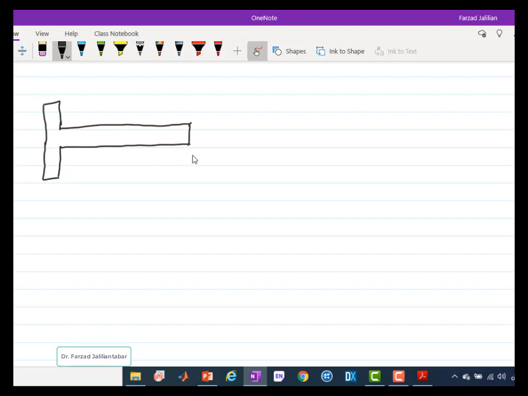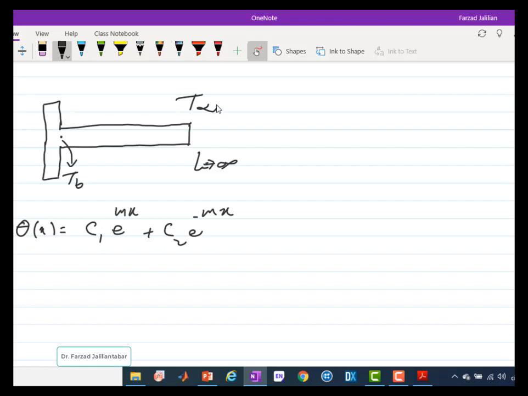Enough long, or L equal to infinity, or approaching infinity. For this boundary condition, we had our general equation for the temperature, theta x equal to C1 e power mx plus C2 e power minus mx. And we have TB here and T infinity. So let's see how we can calculate C1 and C2.